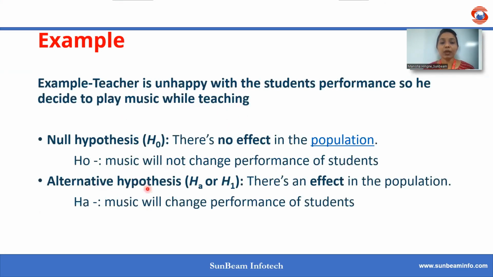The alternate hypothesis is opposite to the null hypothesis. So music will change the performance of a student. So we need to finally decide which one is true. Based on your statistical test, you need to prove that either we accept the null hypothesis or reject the null hypothesis. So this is basically called hypothesis testing.